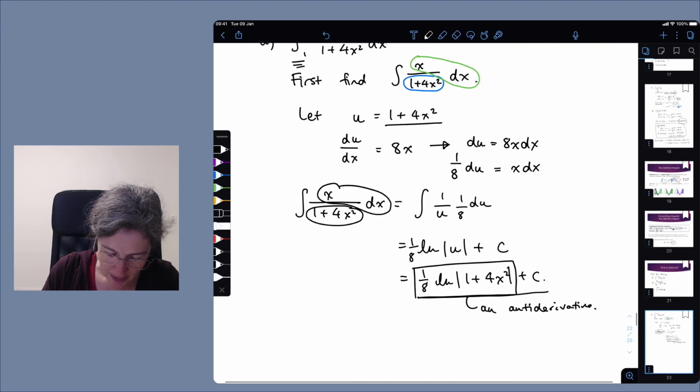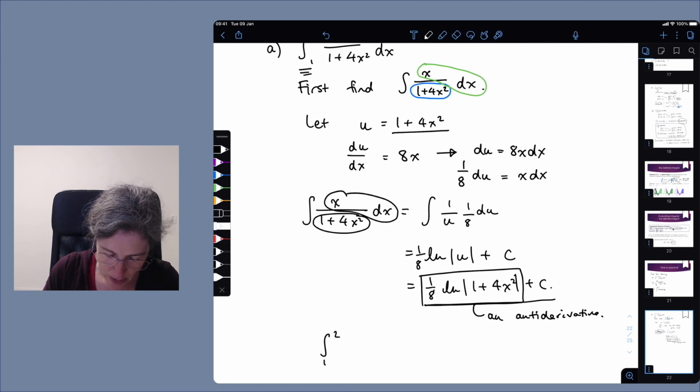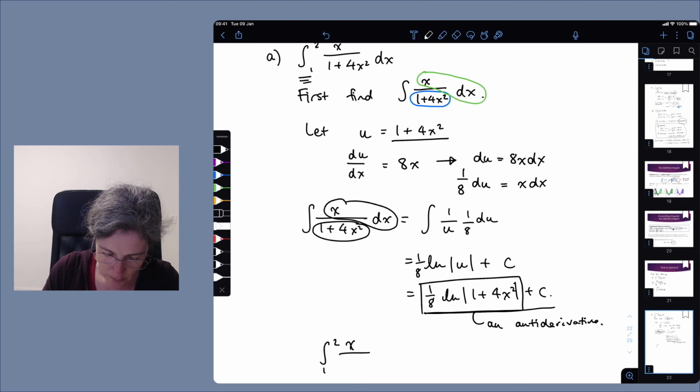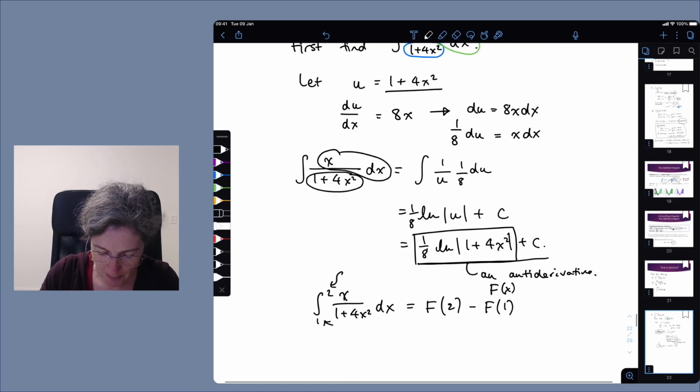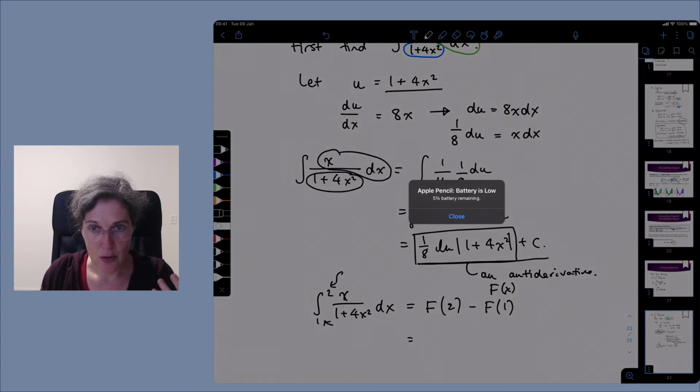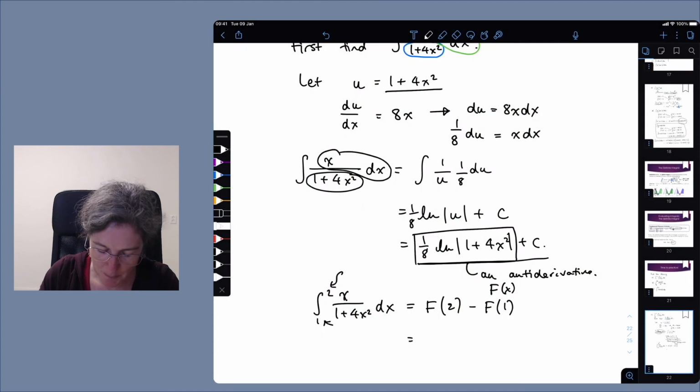And the key thing is that our integral from 1 to 2 of x over 1 plus 4x squared dx is equal to our antiderivative, which I'm going to call big F of x, at b, which is this upper limit here, minus the antiderivative at the lower limit, which is that bit there. So if you include the c, you'll see that they cancel. So, you know, why would we waste our time including them?